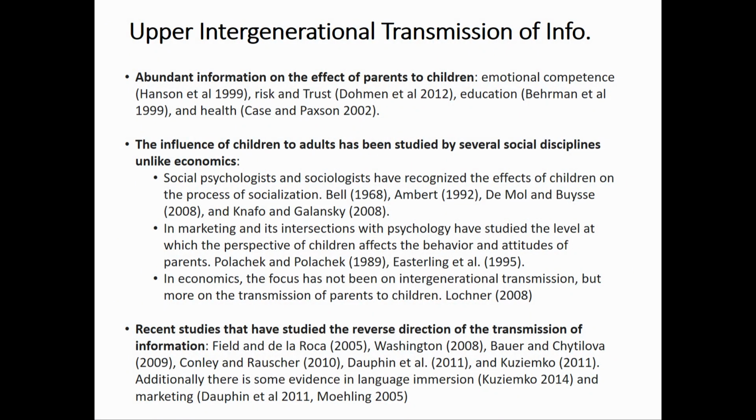So, why is Milagros important? Because we have some evidence of the influence from parents to children. The influence from children to adults has been studied by several social disciplines, but not much in economics. Recent studies have looked at the reverse direction of transmission of information, but we have never really tested upward intergenerational mobility. If I give information to the kid, how much gets to the parent, and how much will the parent adopt that change? That's basically the role of Milagros.